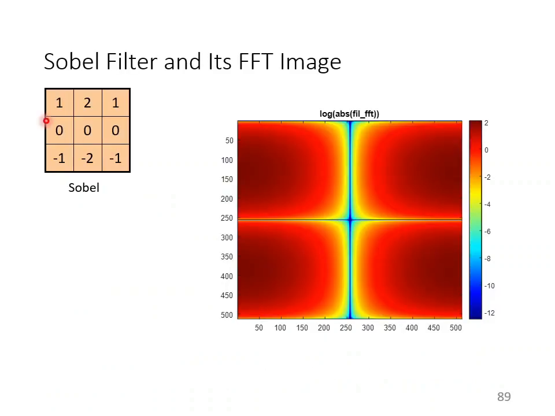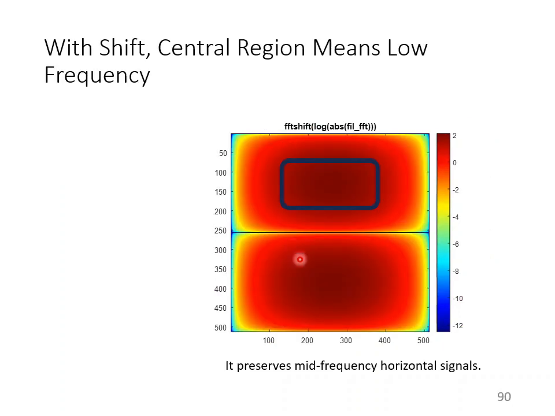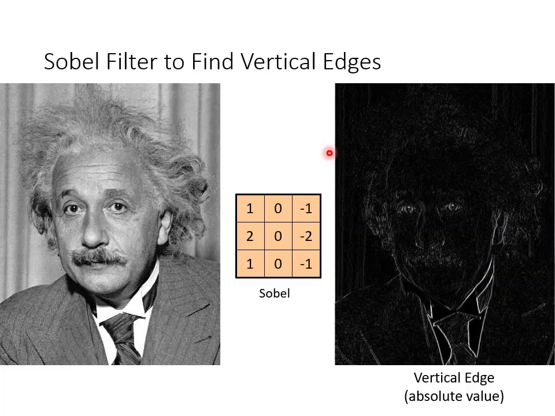So for this Sobel filter to detect the horizontal edges, this is its fast Fourier transform result. Again, this is the original one, not shifted, and this is the shifted one. For this region, what does it mean? The color here is very red. It means large magnitude. So the filter preserves most horizontal signals. Because the image is symmetric about the origin, I just use one single rectangle to show it.